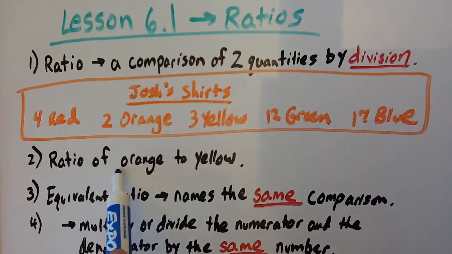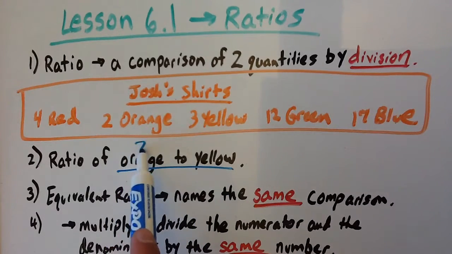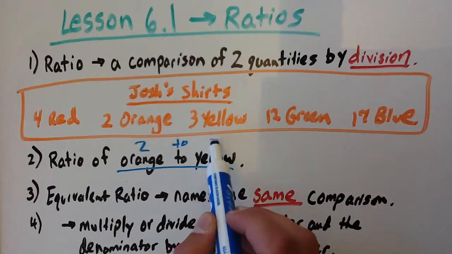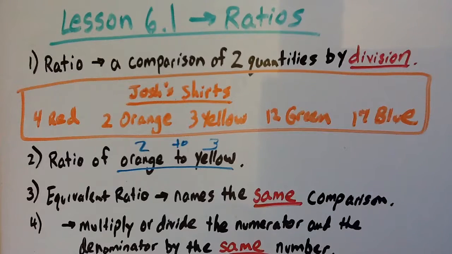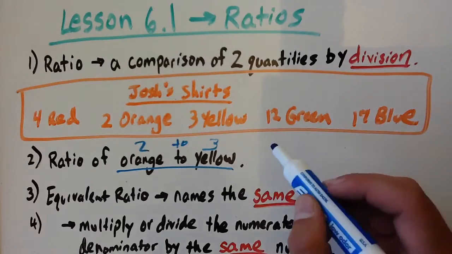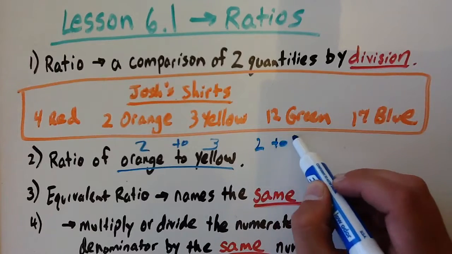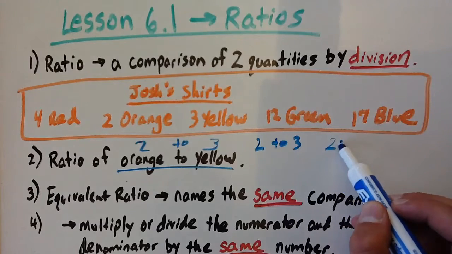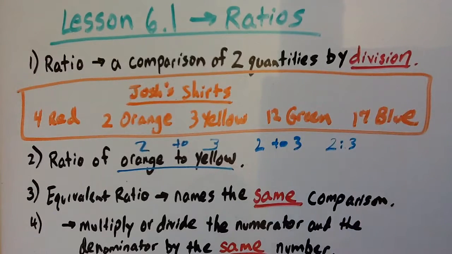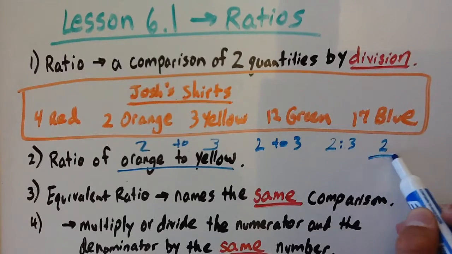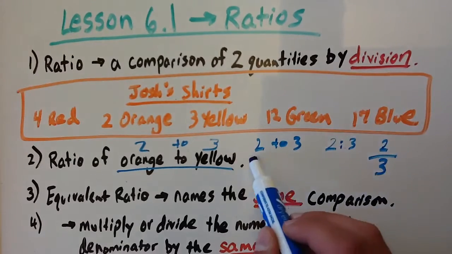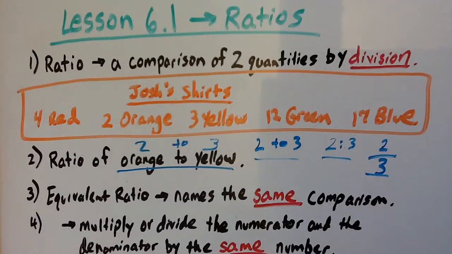Okay, so first off, we want orange to yellow, so he has 2 orange. I'm going to write 2. He has 3 yellow. Now if I write this in 3 ways, the first way I can write this ratio is using words. So 2 to 3. The second way I can write a ratio is using a colon. 2 colon 3. We also read this as 2 to 3. The third way I can write a ratio is as a fraction. 2 fraction bar 3. I would also read this as 2 to 3. So these are the 3 ways to write the ratio of orange to yellow.